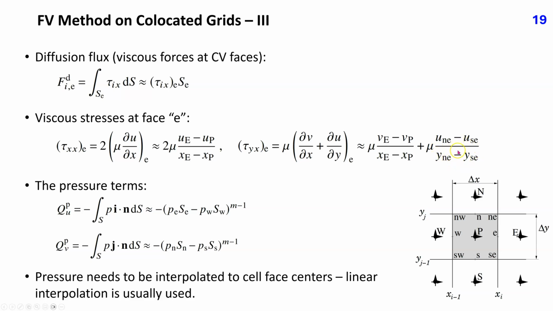Linear interpolation is the most widely used second-order approximation. The pressure terms are computed in a conservative way as surface forces. For u velocity, only pressure at faces E and W are relevant on a Cartesian grid, because forces at the other two faces have no component in x direction. For v velocity, pressure is needed only at north and south faces. Pressure needs to be interpolated to cell face centers. Linear interpolation is usually used, but approximation of high order are also applicable.